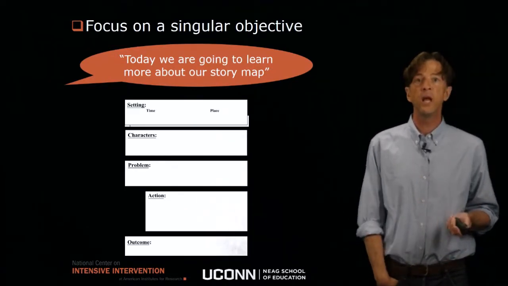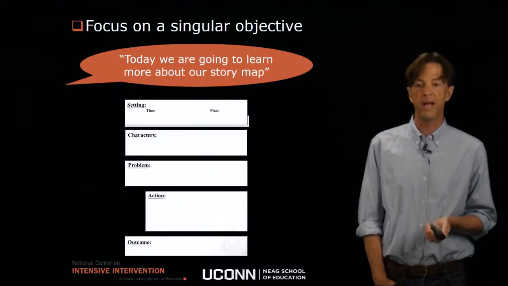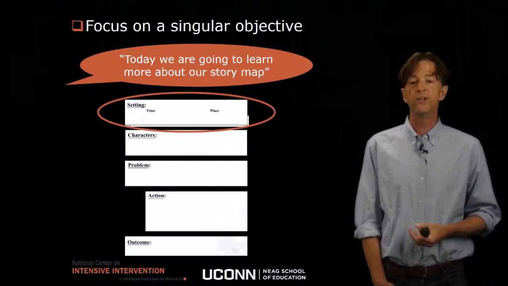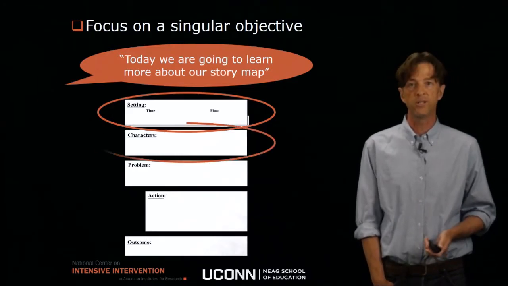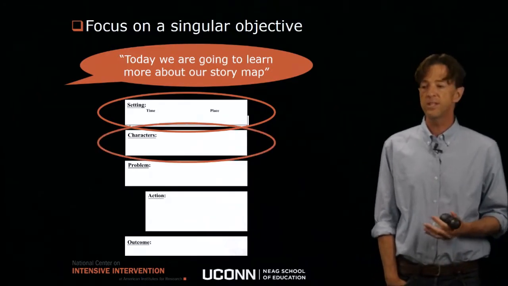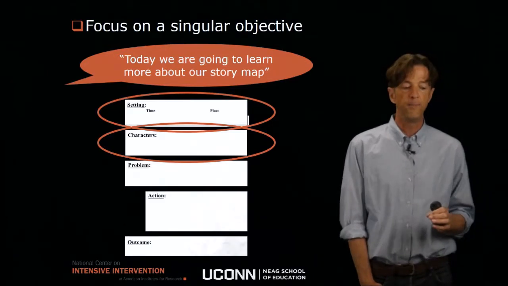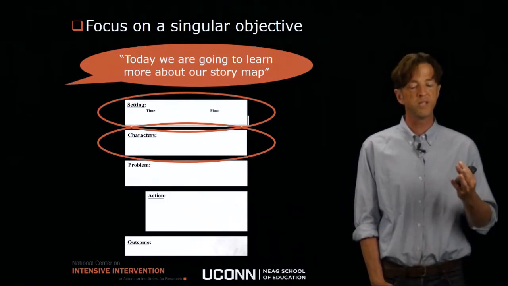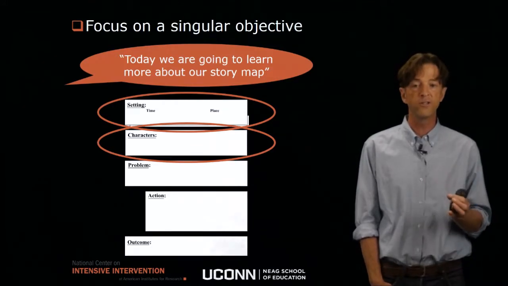So we might say, today we're going to learn more about our story map. For the last few days we've been talking about setting, and today we're going to introduce a new part of our story map, which is characters. So this is probably more in the spirit of focusing on a singular objective, which is going through the steps of a strategy very carefully and slowly.